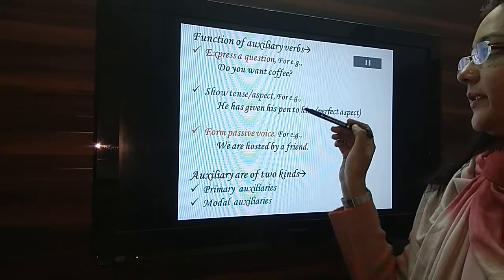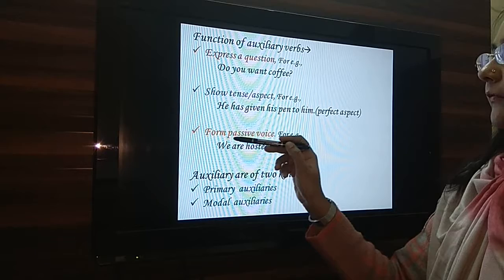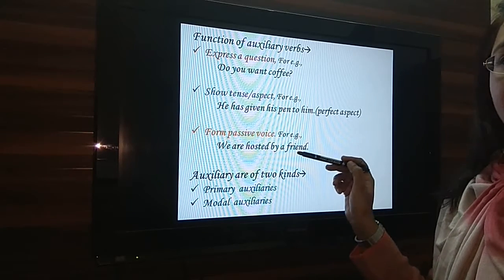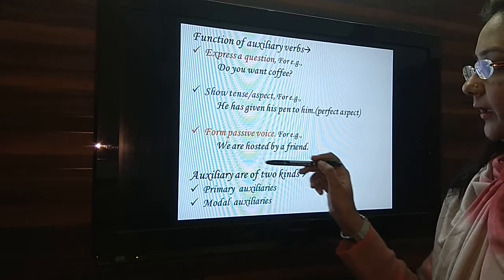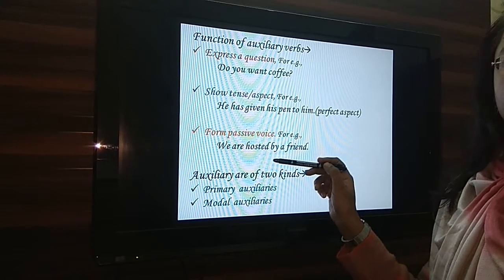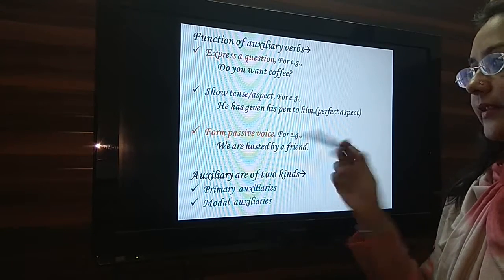Show tense or aspect. He has given his pen to him. Perfect aspect. Form passive voice. Example, we are hosted by a friend. Again, this activity is being done to the subject. So here it is in passive voice.